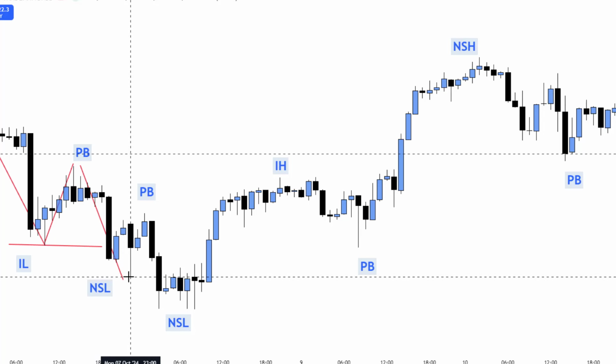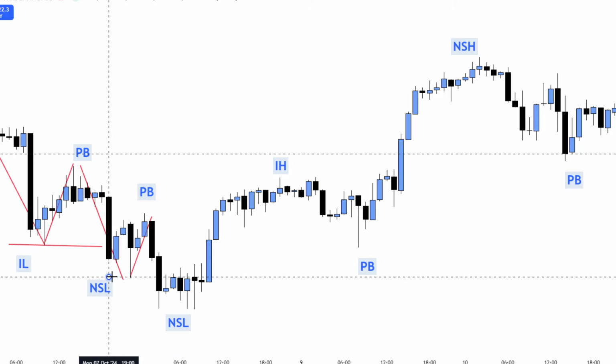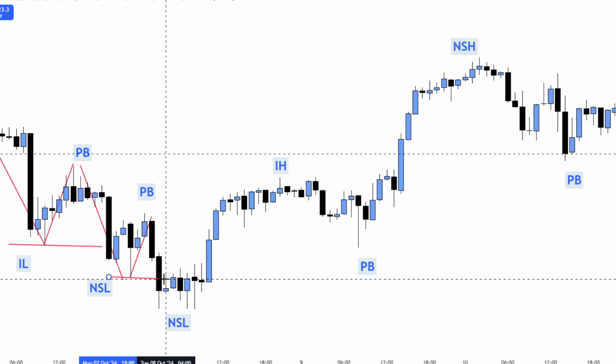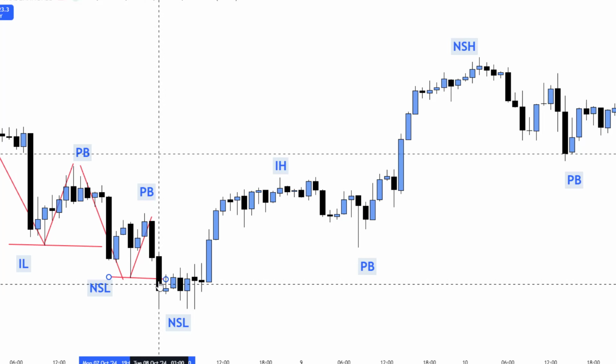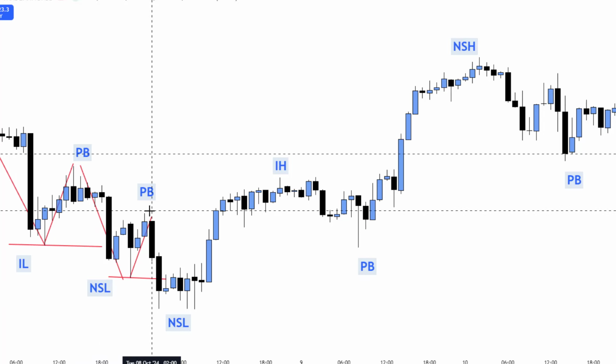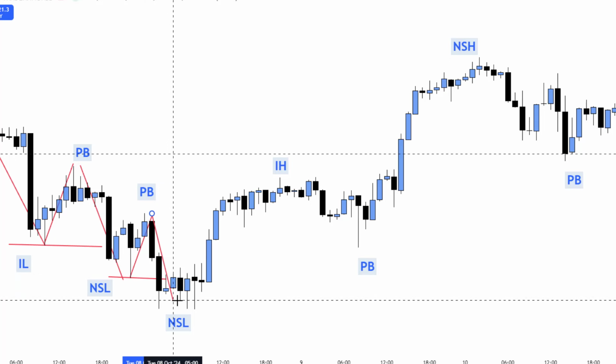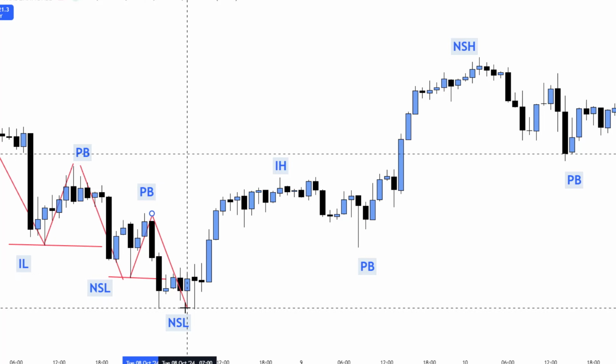Now from here we get a pullback, and again, we don't know how deep that pullback is going to be until price has closed below the low of this new structure low. Then we can see on this candle here that we get it. So we're still in that bearish trend, and we put in a new structure low.